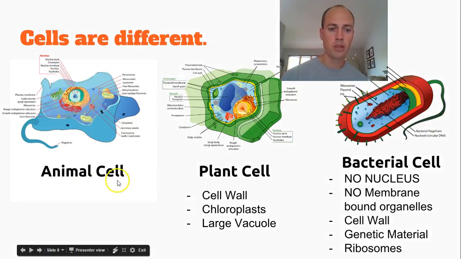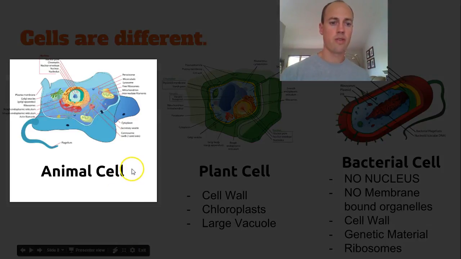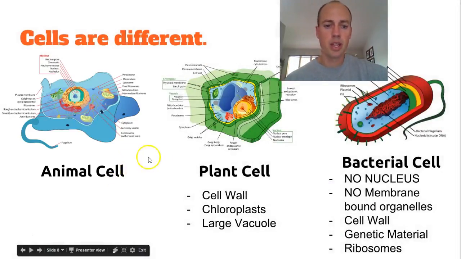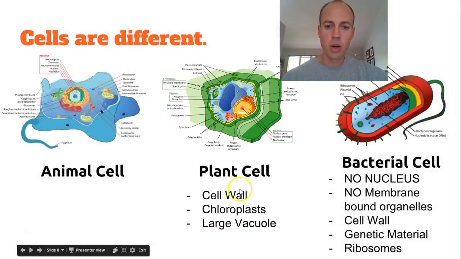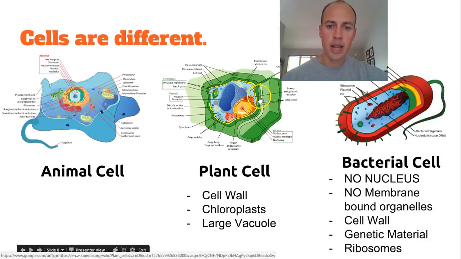So every animal cell has certain organelles inside it. Plant cells are different than animal cells in that they have a cell wall, chloroplasts, and a larger vacuole. So a cell wall is this rigid outer layer that is outside of the cell membrane. Animal cells have a cell membrane around the perimeter of their contents, but a plant cell has that cell membrane, and in addition to that, it also has a cell wall that is more rigid and protective.